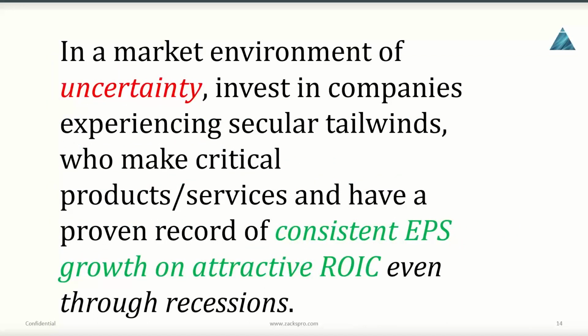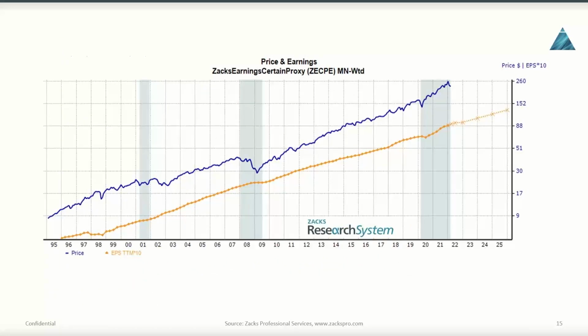So in a market of uncertainty, this is the key takeaway here. This is kind of talking our book now, but in a market of uncertainty, the method that we recommend is to invest in companies that have secular tailwinds, companies that make critical products and services, companies whose demand does not wax and wane with the business cycle, and therefore have a proven record of consistent earnings growth on strong ROIC, even through recessions. So who are these people, right? These are the types of companies that we invest in, the earnings certain proxy. That's the Zacks earnings certain proxy.